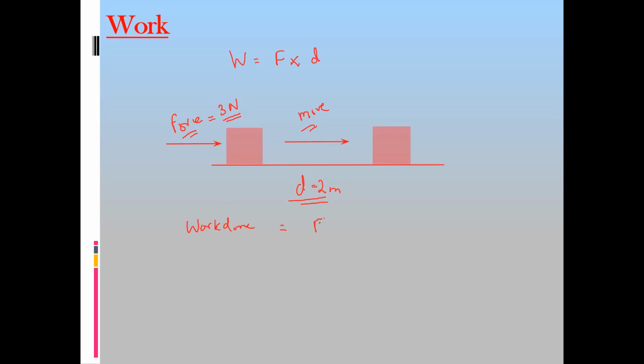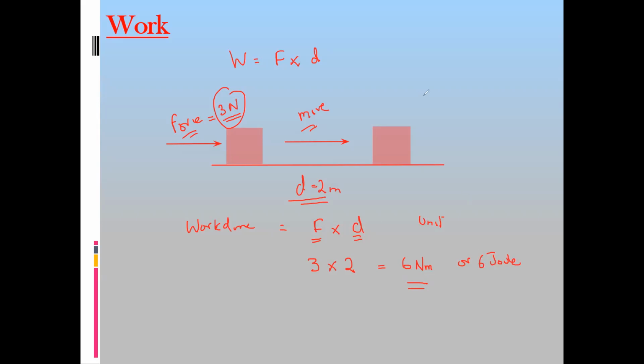Work done is actually the product of force and distance. So what is the force applied by us? We are applying a force of 3 Newton. And what is the distance moved by the object? That is equal to 2. So 3 multiplied by 2 is equal to 6. And what will be the unit of the work done? The unit of force is Newton and the unit of distance is meter. So the unit of work done is Newton meter, or it can be known as joule. So we can say the work done is 6 Newton meter, or a work done of 6 joule.